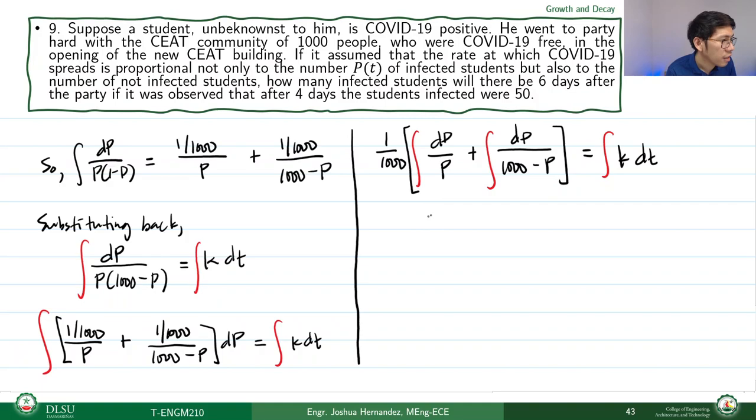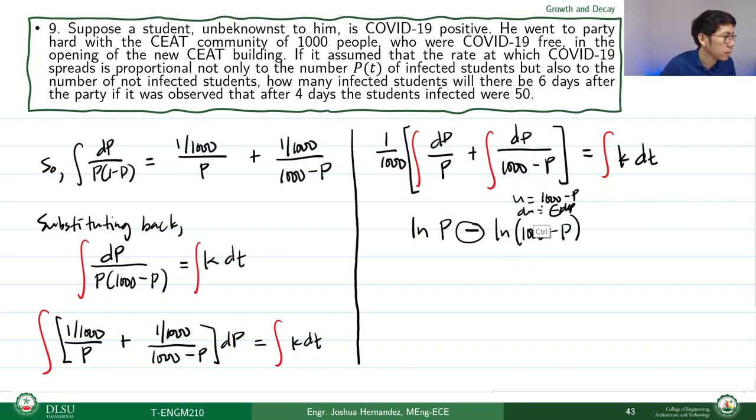Magkakaroon tayo ng ln P minus ln 1,000 minus P. Kasi U is equal to 1,000 minus P. DU equals negative DP. So, itong negative na to, ito yun. Gets? Equals, move natin yung 1,000 dito. K. And then T, of course, plus C.